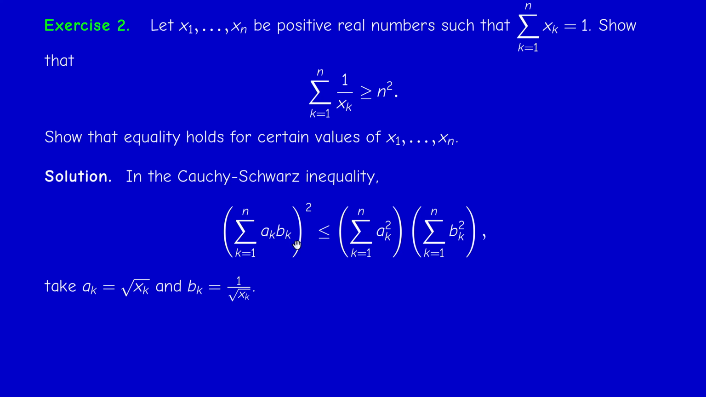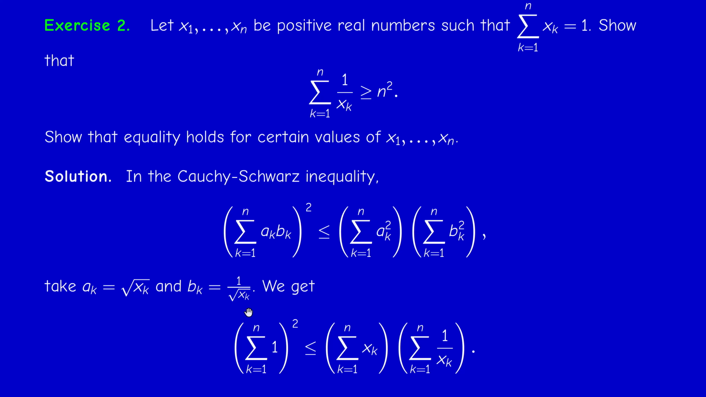So again, consider the Cauchy-Schwarz second form. And take now, it's a little bit tricky actually. So take a_k equal radical x_k. We can do that because x_k is positive. And b_k equal 1 over radical x_k. So a_k b_k is 1 here. And a_k squared is x_k, b_k squared is 1 over x_k. So we get this inequality.